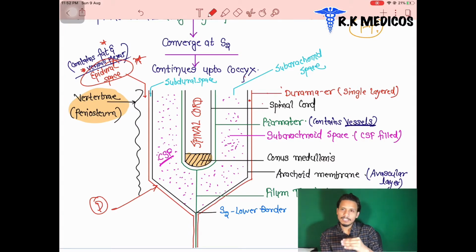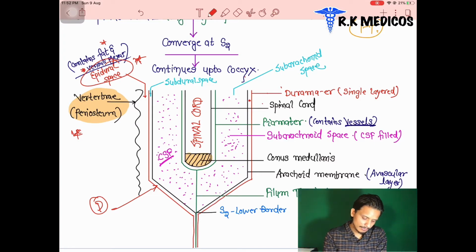So what are the contents of the epidural space? That is basically fat tissue, and the venous plexus is the content of the epidural space, present outside the dura mater and the vertebral periosteum, between them. Next one we are going to say this.